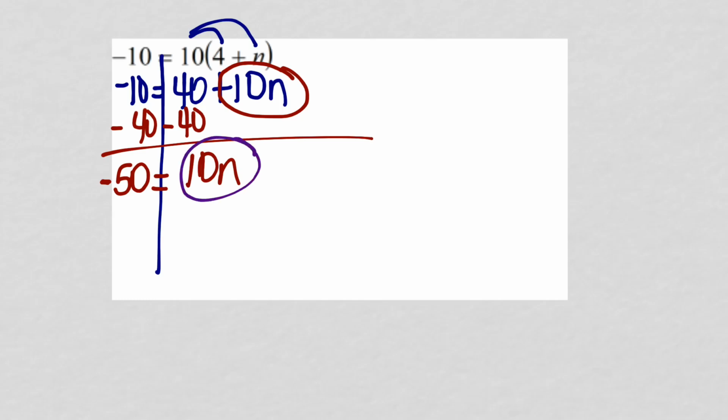Circle what I'm solving for. I undo 10 times n with division. Negative 50 divided by 10 is a negative 5. 10 divided by 10 gives me the 1 I was looking for, and I'm left with n equals negative 5.